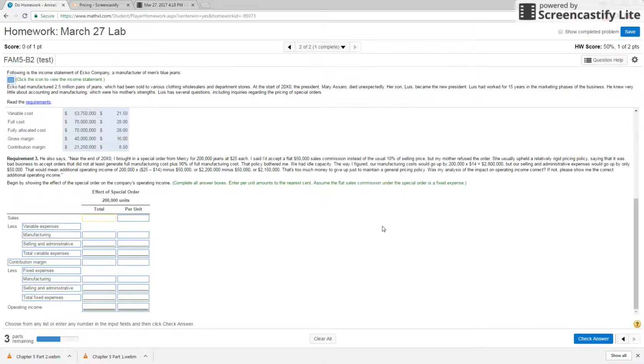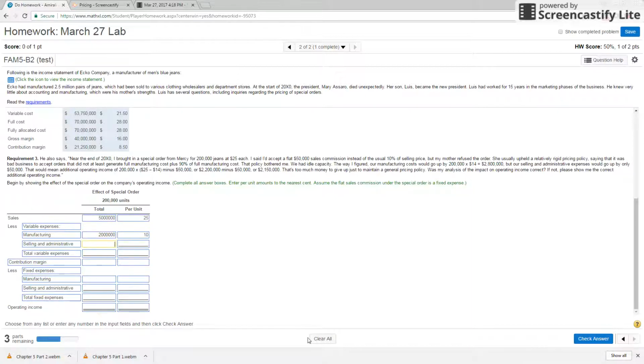So in the special order that they talk about, they have 200,000 new jeans, and they want to sell that for $25 each. So $25 multiplied by 200,000 gives you $5 million in sales. So what's your manufacturing cost? We already have the manufacturing per unit, so it's $10 per unit, and $10 multiplied by 200,000 is $2 million.